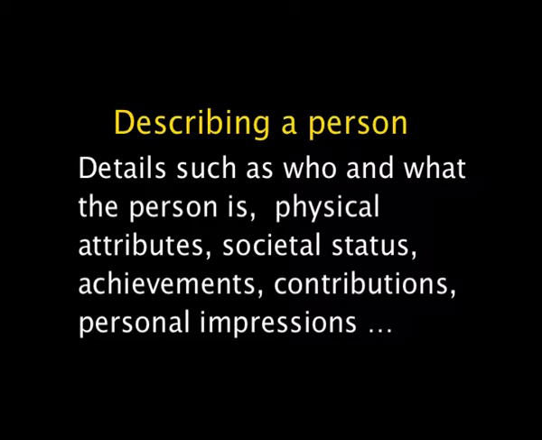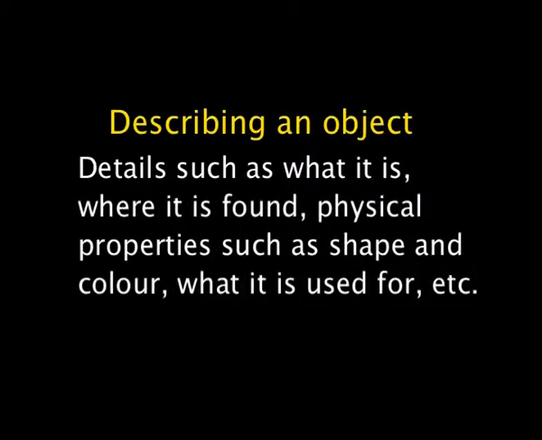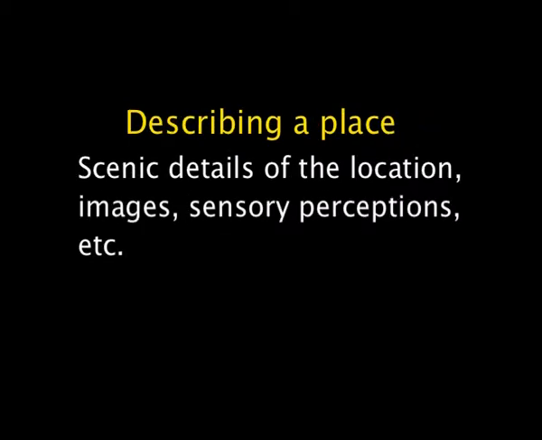Describing a person: details such as who and what the person is, physical attributes, societal status, achievements, contributions, personal impressions. Yeah. Now you can read out describing an object. Describing an object: details such as what it is, where it is found, physical properties such as shape and color, what it is used for, etc. Describing a place: scenic details of the location, images, sensory perceptions, etc.